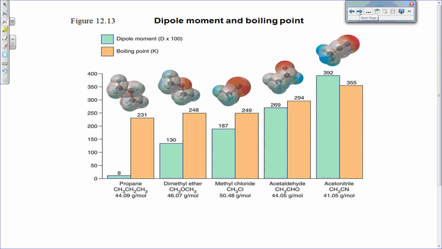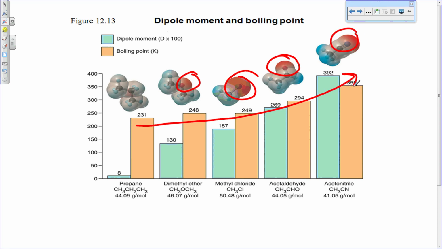Well, as you see, the red area represents polarity. As a molecule generally gets more and more polar, you'll see its boiling point start to increase. So the more polar a molecule, the greater its boiling point, because the molecules become more sticky, they're harder to separate. All right? Next one.